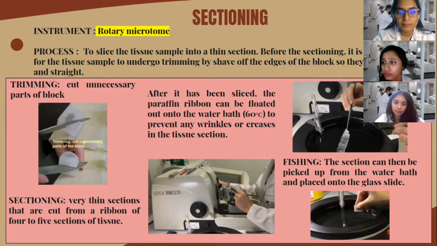And after it is being sliced, the paraffin ribbon is floated on the water bath at about 60 degrees temperature to prevent wrinkles. And after that, it moves to the floating process, in which the section can then be picked up from the water bath and placed on the glass slides.